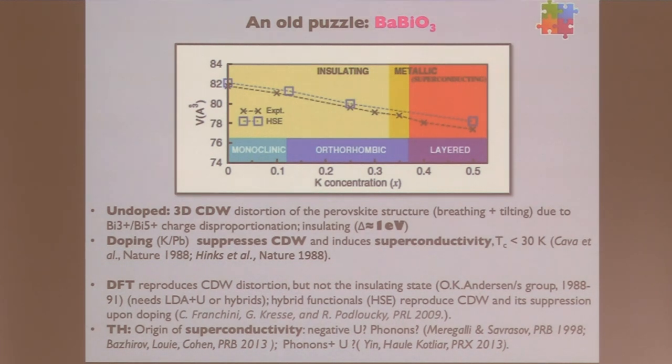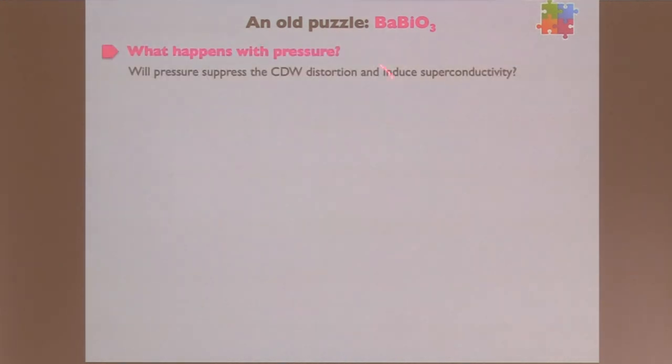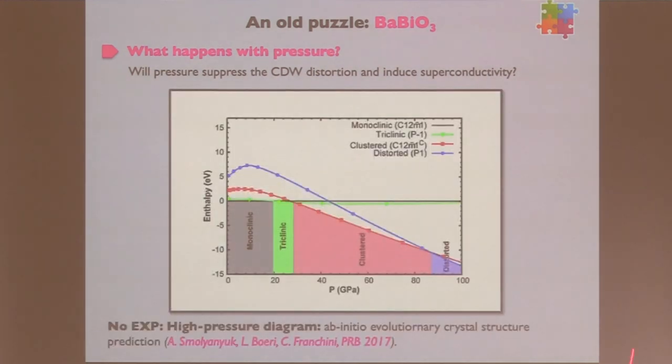I mean, you need large supercells. We didn't want to do it. So the idea was, why don't we apply pressure? Because pressure is known to basically suppress this sort of distortions in a lot of perovskites. So we started doing this, and in the beginning we were just looking at possible distortions to suppress it. It didn't work, so what we did was actually to compute completely, using an evolutionary algorithm, we were recomputing the phase diagram.